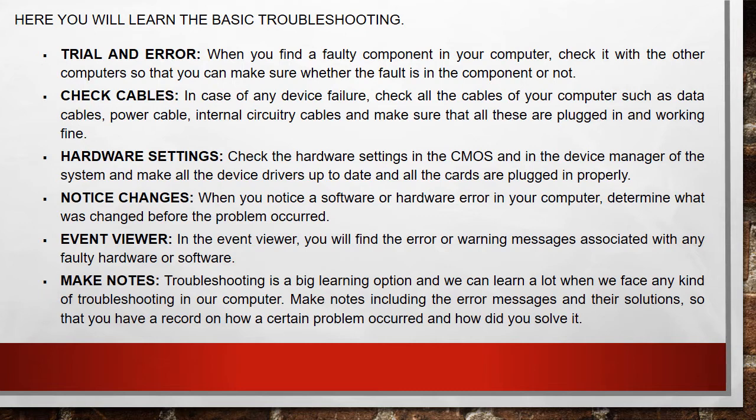Then another is the hardware settings. Check the hardware settings in the CMOS and in the device manager of the system, and make all the device drivers up to date and all the cards plugged in properly. Then also notice changes. When you notice a software or hardware error in your computer, determine what was changed before the problem occurred. Then also we have the event viewer. In the event viewer, you will find the error or warning messages associated with any faulty hardware or software.